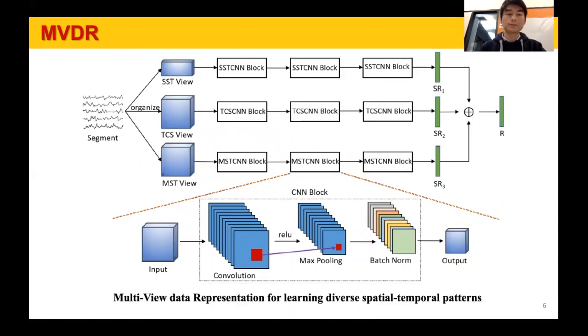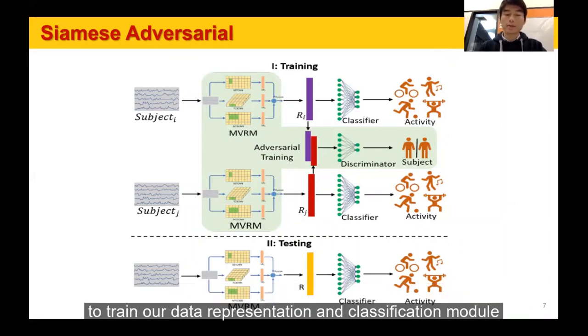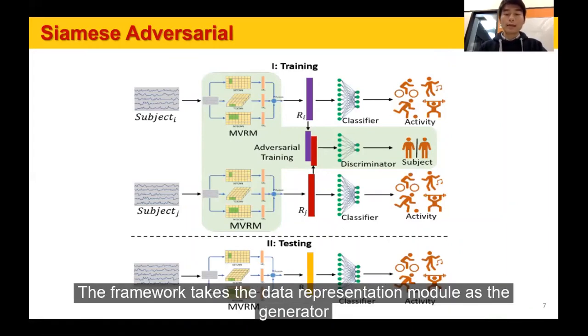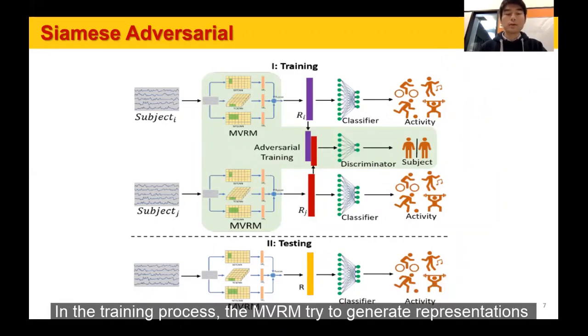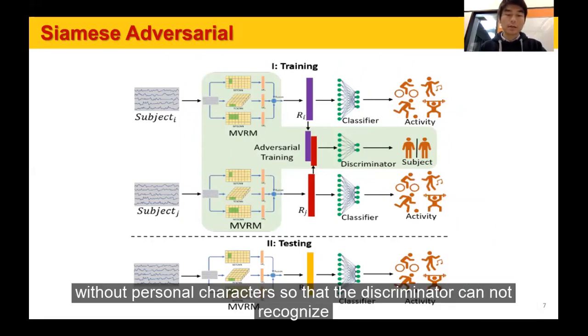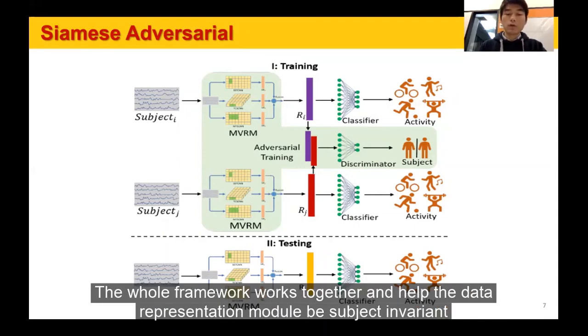To solve the second problem, the subject variance issue, we propose a Siamese adversarial framework to train our data representation and classification module. The framework takes the data representation module as the generator and classifier, and introduces a discriminator to judge whether 2 representations come from the same person. In the training process, the MVRM tries to generate representations without personal characteristics so that the discriminator cannot recognize them, and the discriminator tries to distinguish the representations from different persons. The whole framework works together and helps the data representation module be subject invariant.